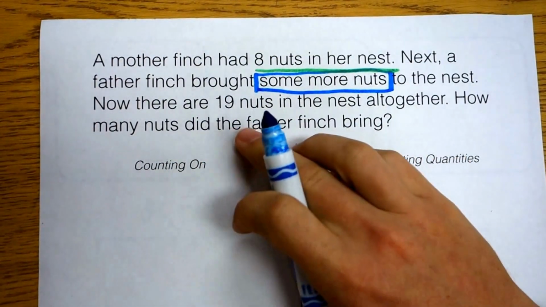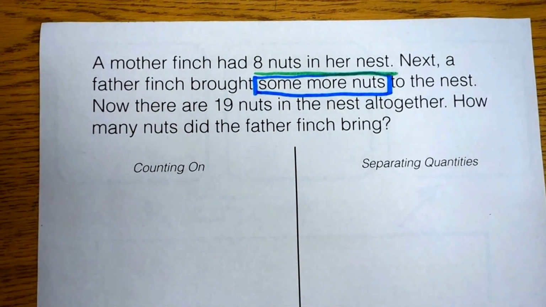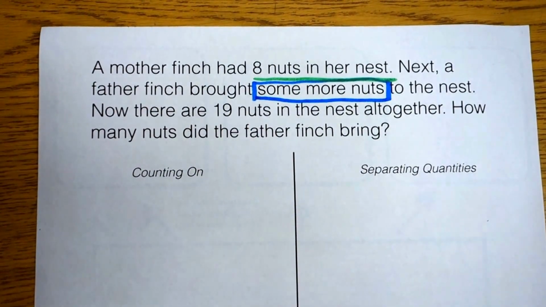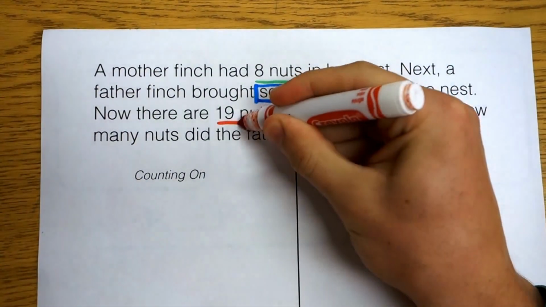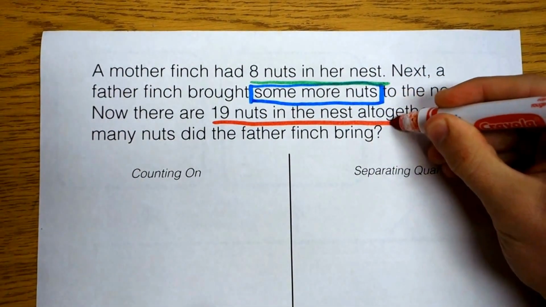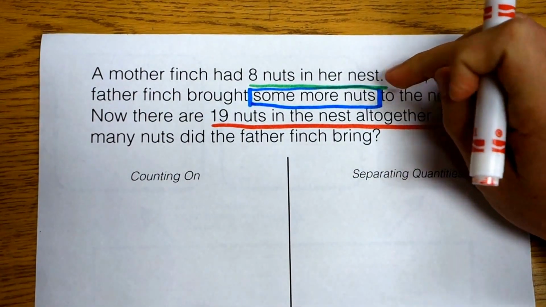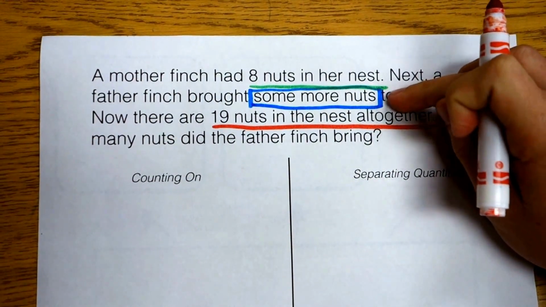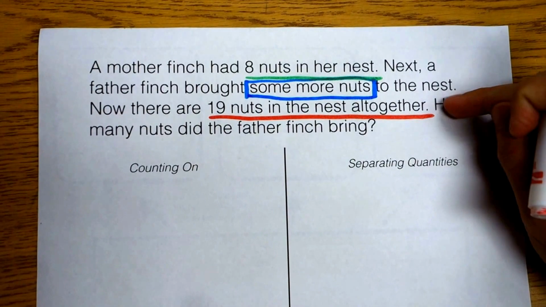And it says, now there are 19 nuts in the nest altogether. How many nuts did the father finch bring? So this last quantity here, this 19 nuts, is a known quantity. We know exactly how many there are altogether. So we'll underline that as well. So now we know that we start with 8 nuts, then the father brings some more, and this some more is our unknown quantity that we're trying to find. And then we have 19 nuts in the nest altogether by the end of it.